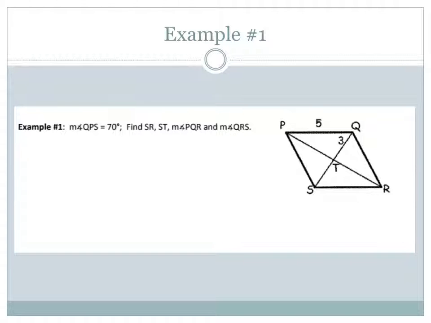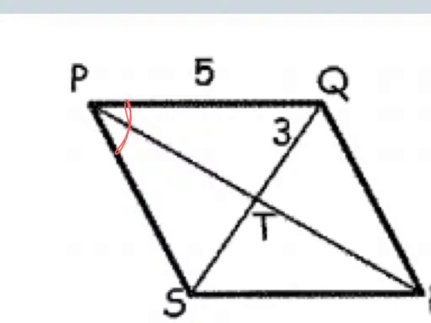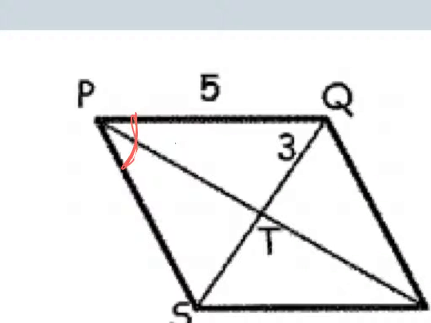The measure of angle QPS is 70 degrees. First things first, where is angle QPS? It's at P, in the top left corner. So let's go ahead and label it. I know that this is 70. That one's easy. All you have to do is add up 70 and 70 and then subtract from 360.